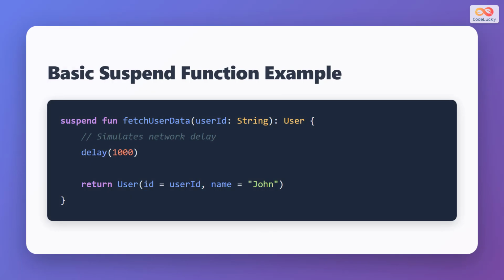Here's a practical example of a suspend function. The fetchUserData function is marked with the suspend keyword and takes a userId string as a parameter. Inside the function, we call delay, which is itself a suspend function that pauses execution for a specified time. In this case, 1,000 milliseconds. The delay function simulates a network call or other time-consuming operation. After the delay, the function returns a user object. Notice that the delay doesn't block the thread. Instead, it suspends the coroutine, allowing the thread to handle other work during that 1-second wait period.